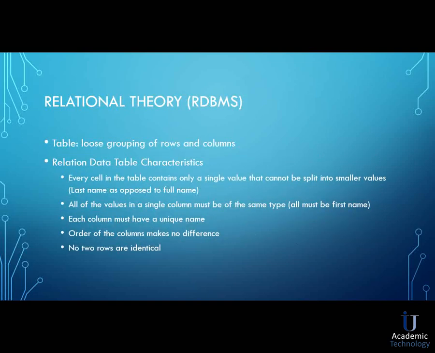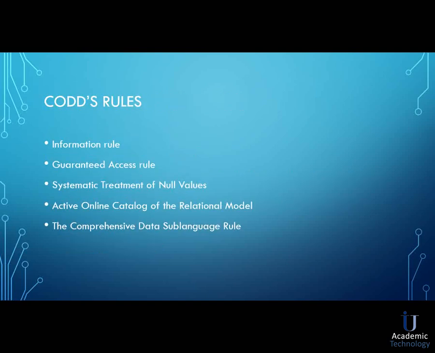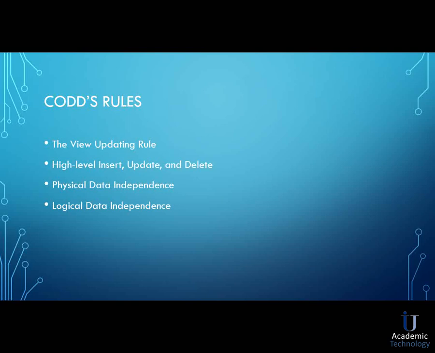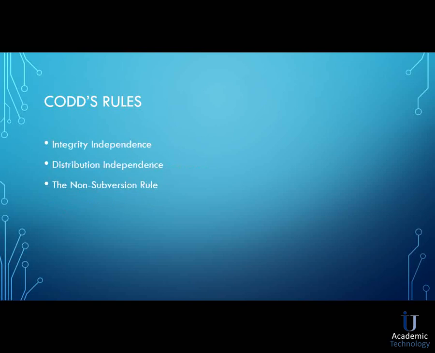Relational data table characteristics. Be able to speak towards that. What are the characteristics of a table in a relational database? This goes along with it. Codd's rules. I would be able to explain what each one of these is. These are what you need for a relational database to be considered fully relational. I would be able to speak to each one of them. What is physical data independence? What is logical data independence? And be able to answer that as well.